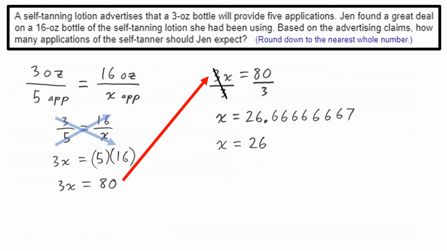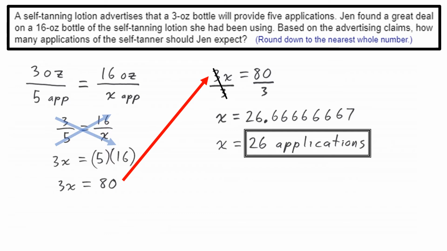And because it's a word problem, I want to put the units there, and this was how many applications she got from that lotion. And again, she gets 26 complete applications. She doesn't quite get that 27th. And that's our final answer.